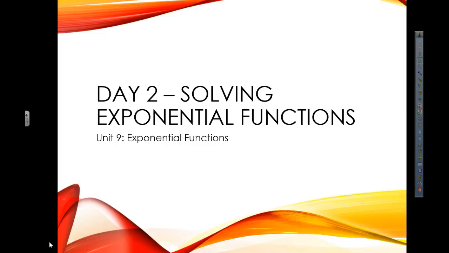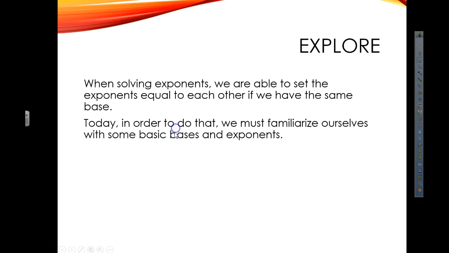Today we're going to talk about solving exponential functions. Not very difficult. Part of it's very easy. The other part is just a little tougher. The important thing is that you know your squares. So we're going to talk about some squares today that you should know, and even some cubes that you should know, kind of in the back of your head to make this easier for you.